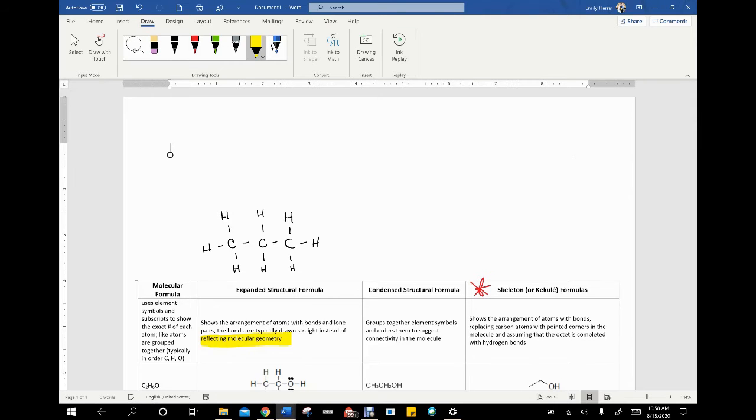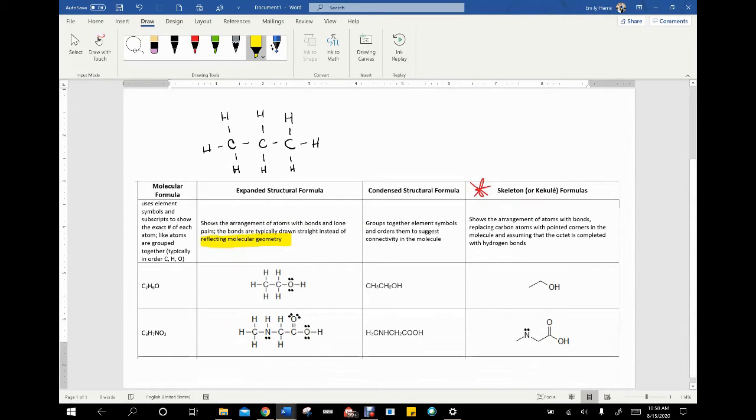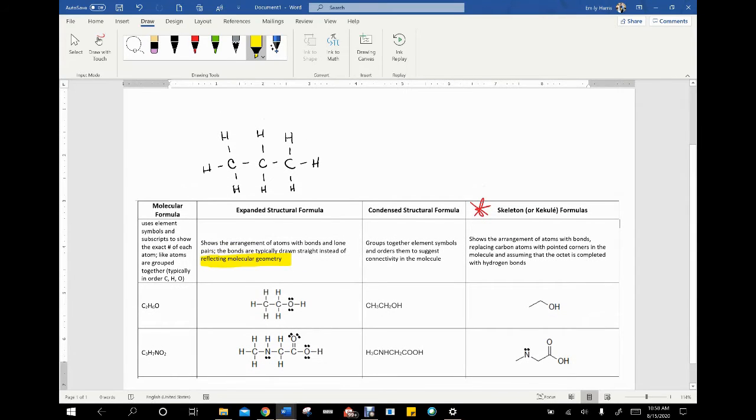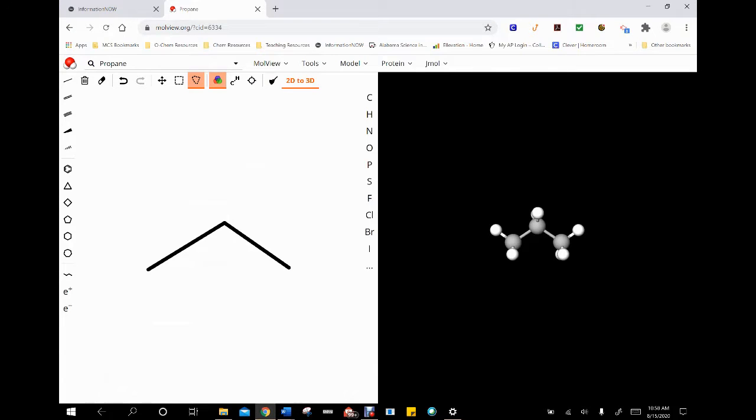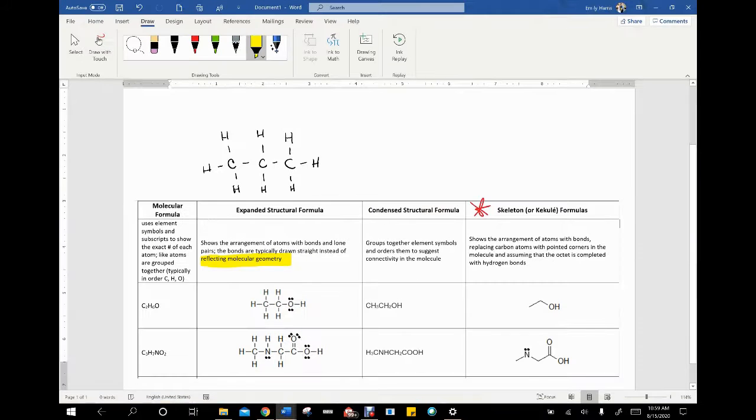You'll notice in this example and the others on your chart, the expanded structural formulas are typically drawn with straight bonds. So they're not really reflective of the overall molecular geometry of the molecule. If I showed you the molecular geometry, it would actually look something like this. If you look on the right-hand side here, we see that those bonds are not all straight up and down. And so we'll get to how to show that in a different convention in a second. All right, let's go back now. So I'm going to start with that expanded structural formula and then teach you the other conventions from there.